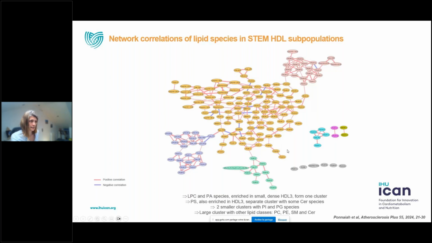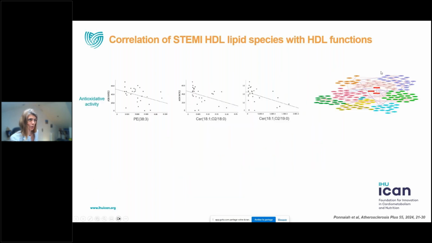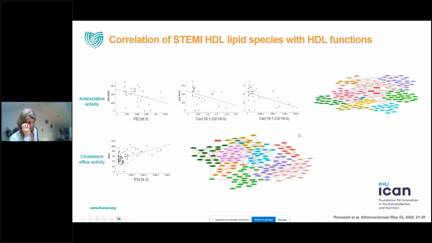When we added the functional activity of the HDL on this correlation network, we could see, for instance, that on the antioxidative activity, we had 3 lipids that were negatively correlated with this activity, which were PE 30:3, this ceramide again 18:0, and ceramide 19:0. On the cholesterol efflux side, there was only 1 lipid that was positively correlated with this activity, which was quite out of the network actually here.